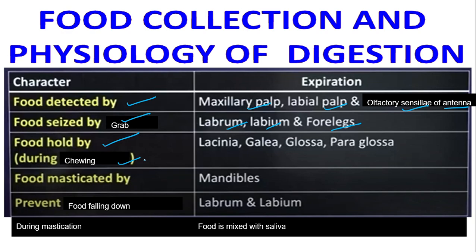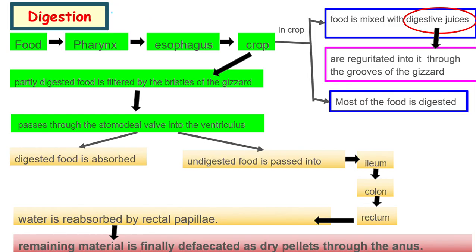The food should not fall down, right, because the mouth part is towards the ground. So food is held by the laciniae, galea, glossae and paraglossae. All these things we have studied in the mouth parts. Food is masticated by the mandibles, and preventing food from falling down is done by the labrum and the labium, and during mastication food is mixed with the saliva.